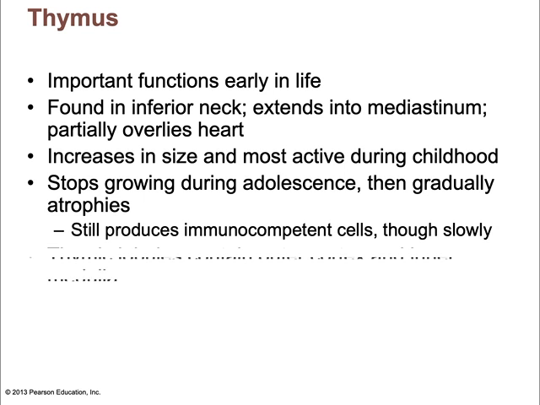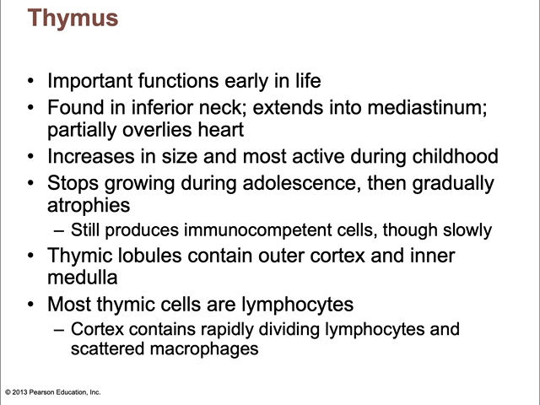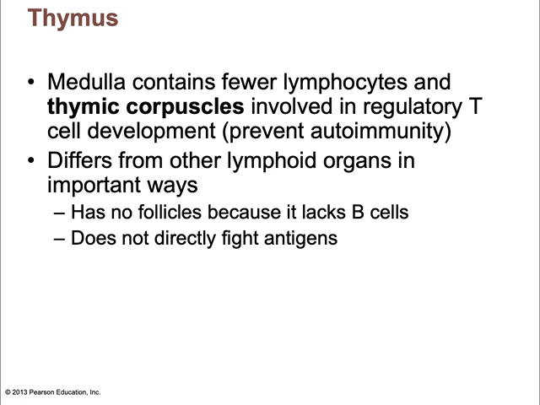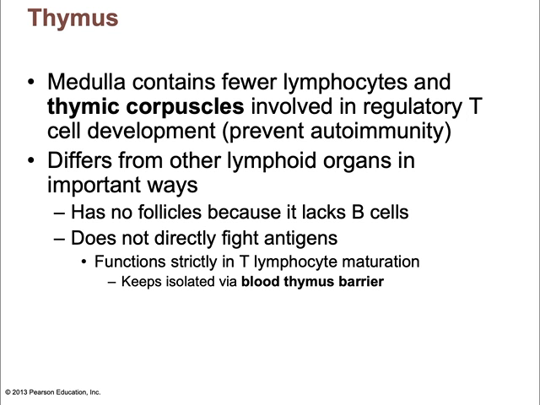The thymus is critical early in life because it's the site of maturation of our T lymphocytes. It's found in the inferior neck behind the sternum and in front of the heart. It increases in size and is most active during childhood, and then it stops growing during adolescence and gradually will atrophy. It'll still produce immunocompetent cells, but it'll do so rather slowly. Thymic lobules contain outer cortex and inner medulla, and most thymic cells are lymphocytes. The cortex is going to have rapidly dividing lymphocytes and scattered macrophages as well. The medulla contains fewer lymphocytes and thymic corpuscles involved in regulatory T cell development in order to prevent autoimmunity, which is where the immune system attacks our own tissue and destroys it.